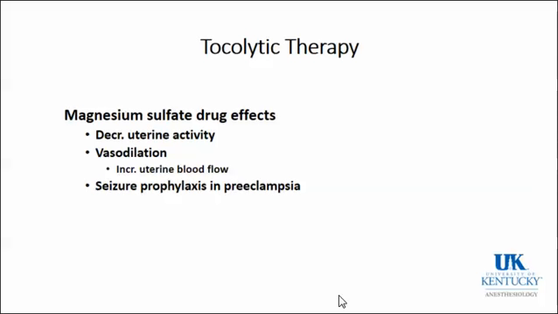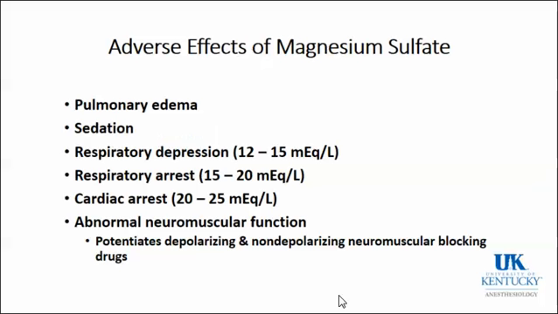Magnesium sulfate is another tocolytic drug that also decreases uterine activity. It does cause some vasodilation, does not significantly drop maternal blood pressure, and in preeclamptic patients, because of that vasodilatory effect, it has been shown to help improve uterine blood flow. And in patients with preeclampsia, it is used for seizure prophylaxis.